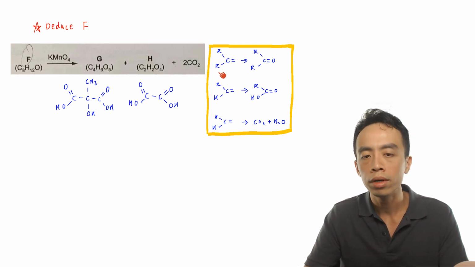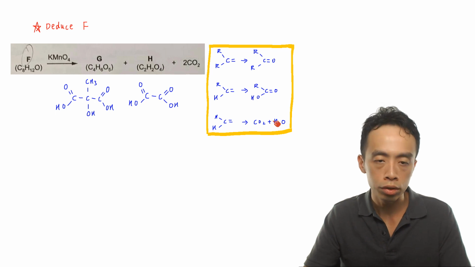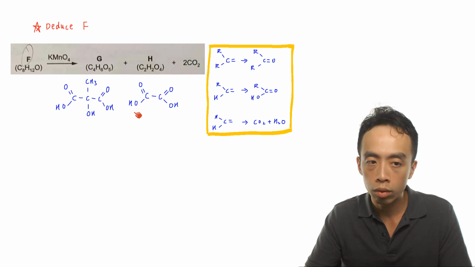If it is an RR group, it will be oxidized to a ketone. If it is an RH, it will be oxidized to an acid. If it is an HH, it will be oxidized to CO2 and water. So what we want to do is make use of this and work backwards.